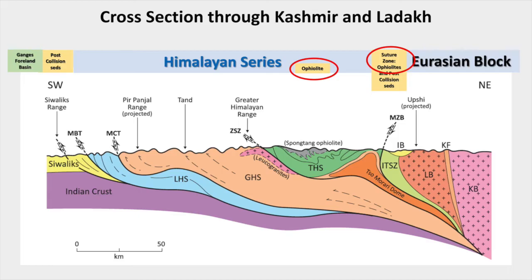So now we come to the next part of the story, and it's to look at the collision zone. This is the collision zone here. It's at the north end of the Himalayan series. We're now getting familiar with these, the Lesser Himalayan, Greater Himalayan, Tethyan Himalayan series. We've looked at them all. But now, what happened where you had this collision?